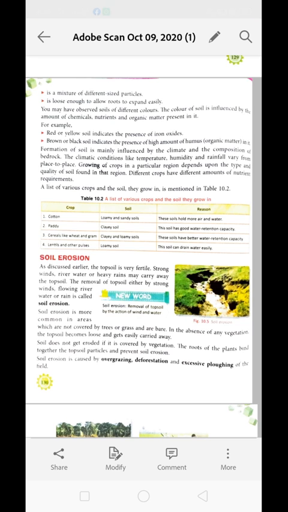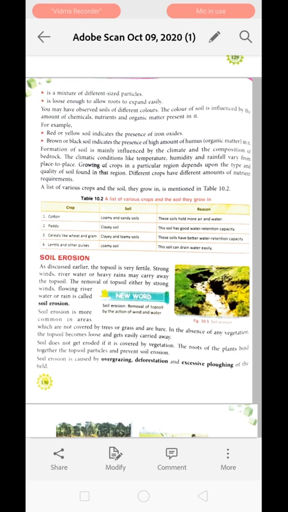Okay, formation of soil is mainly influenced by climate and composition of bedrock, because the bedrock is the one which is forming the soil. So composition of the soil is always going to depend on the bedrock nature. The climatic conditions like temperature, humidity, rainfall, etc. also help in the formation of soil.